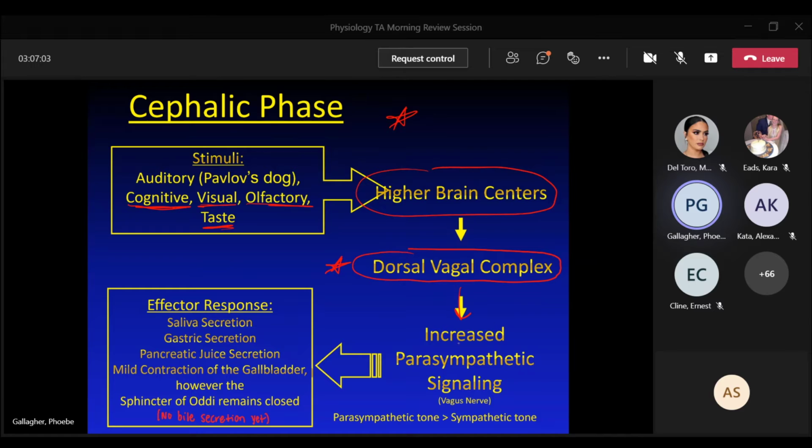So that's going to signal parasympathetic signaling, obviously, and that's going to lead to your effects. So the effects include saliva, gastric, so you'll have more HCl, hydrochloric acid, pancreatic juice secretion, and then you will see mild contraction of the gallbladder, but keep in mind that you're not going to be actually secreting bile just yet because your sphincter of Oddi will stay closed. So that's something to probably memorize because it's a little bit different about the cephalic phase.